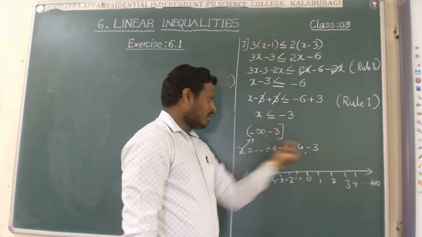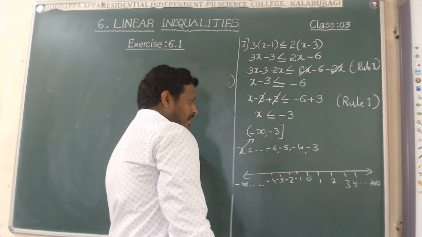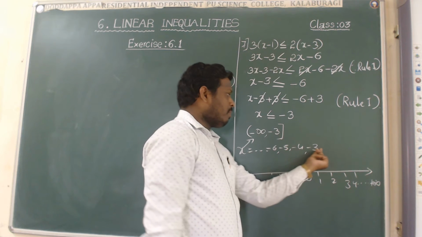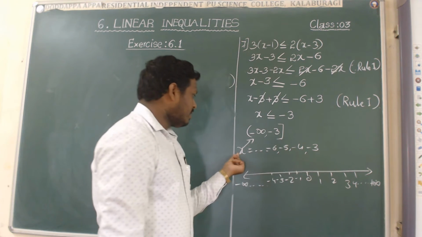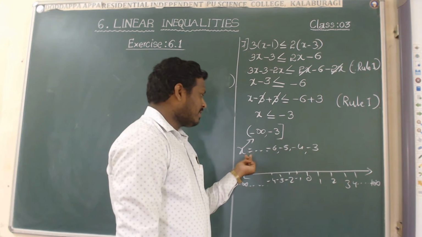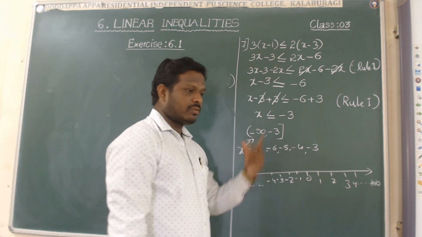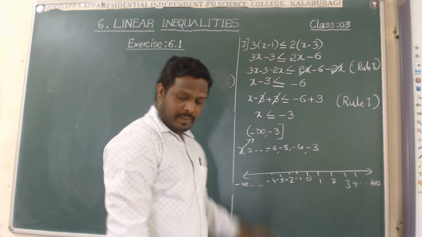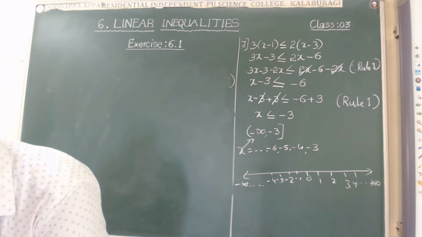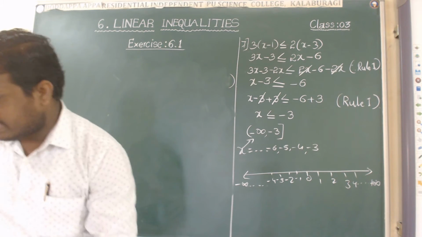I wrote it here. So it means up to minus infinity, and it will take values up to minus 3. This way, these are the solutions of x, and this is how we write them in intervals, by using these symbols. Getting my point? Okay, come to the next question, that is the eighth one.